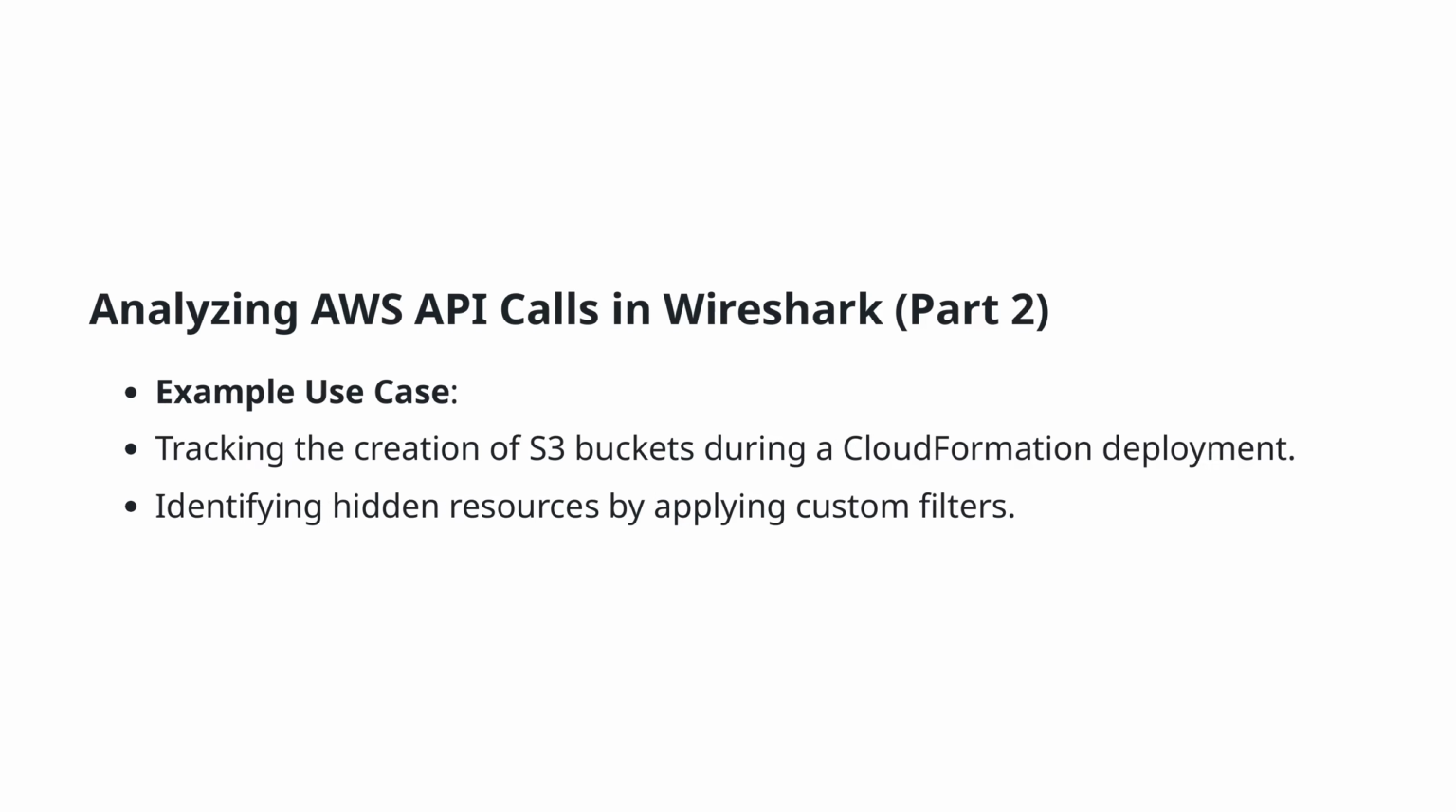In this section, we'll explore an example use case for analyzing AWS API calls in Wireshark. Specifically, we'll track the creation of S3 buckets during a CloudFormation deployment. This example helps to illustrate how Wireshark can be employed to monitor the flow of API calls in real time. By applying custom filters, you'll be able to identify hidden resources, providing more granular insights into your deployment process. This approach aids in pinpointing bottlenecks or unauthorized activities, ensuring better control over your cloud infrastructure.